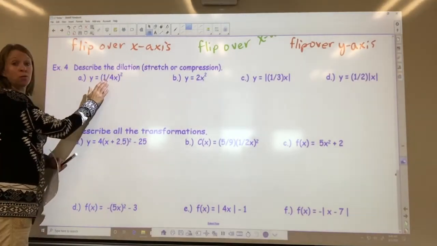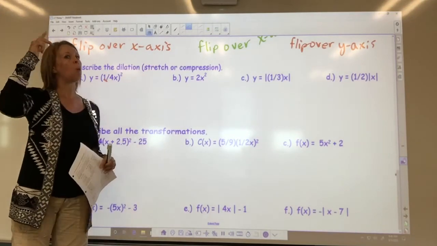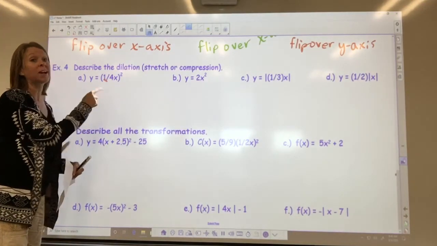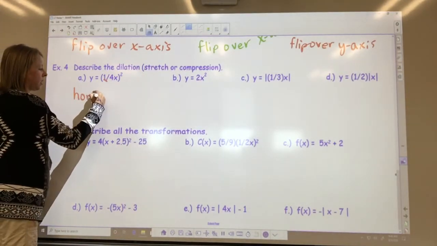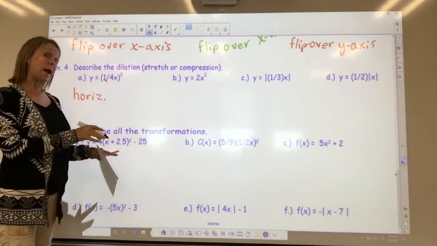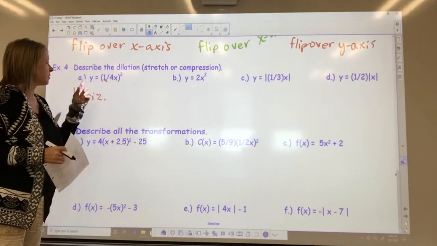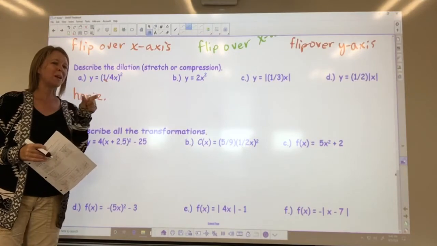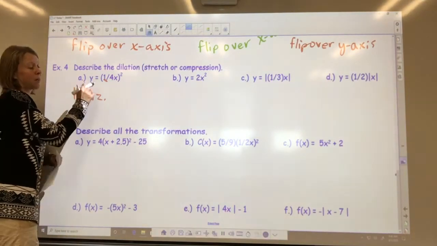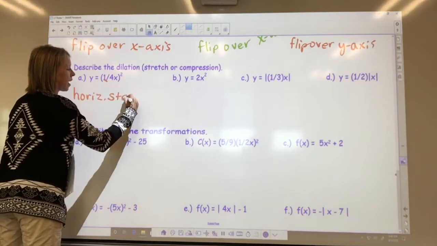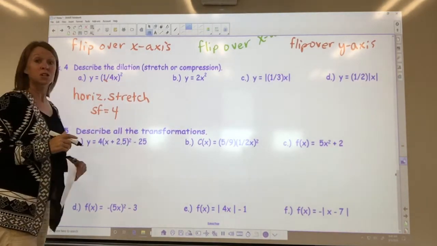Okay, here we have a 1/4. It's being multiplied, and I say to myself, but where is it being multiplied? It's being multiplied on the inside, so I know this is going to be horizontal. It's either going to be a horizontal stretch or a horizontal shrink. I kind of need to go against my instinct here. When I see fractions between 0 and 1, my mind wants to say it's a shrink, but if it's on the inside, I need to go the opposite of that. I need to do a horizontal stretch, and my stretch factor is the reciprocal of 1/4.